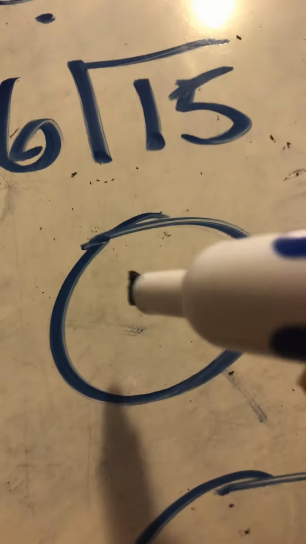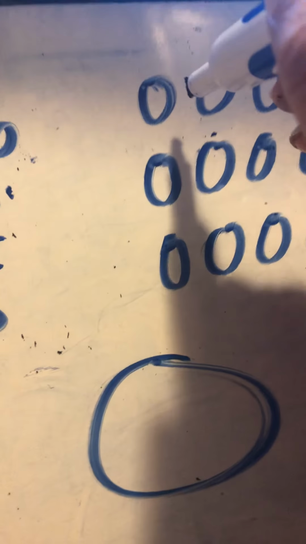All right, so that's another way to do it. So let's say I did this circle. I'm going to take this one and cross it out and put it here.